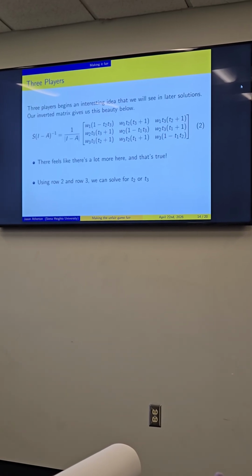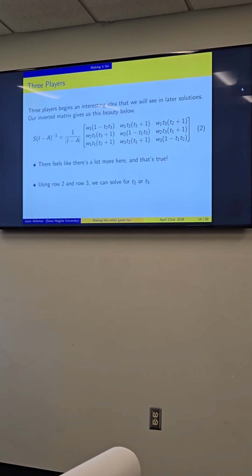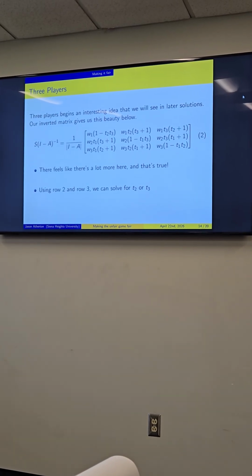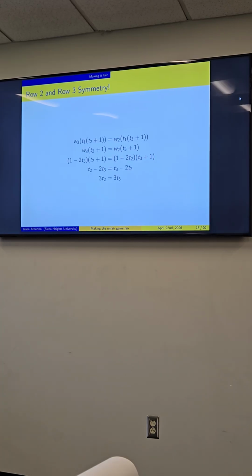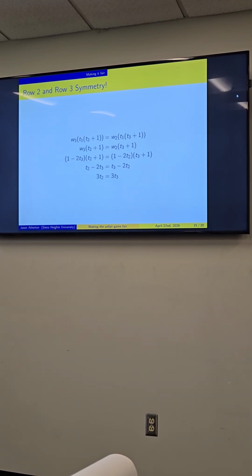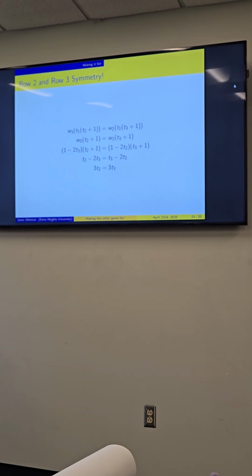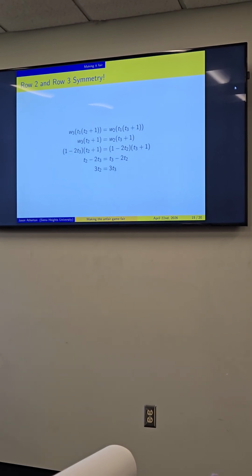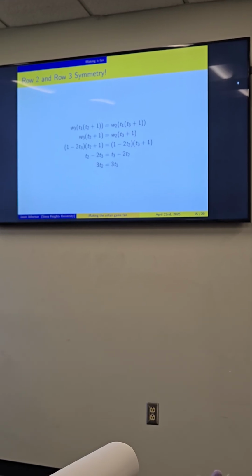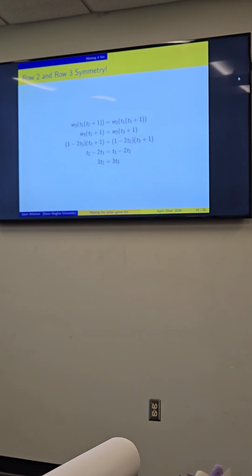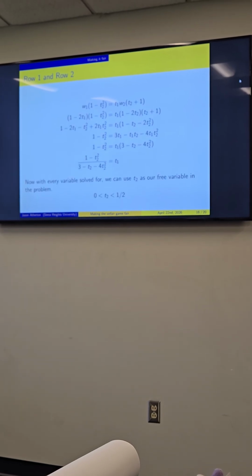Moving on to 3 players, you may notice this matrix is a little more complex than the one before. There is a lot more there. So we will use rows 2 and 3 to start to solve this one. This is how we end up with this series of equations. And we find that T2 actually equals T3. And when you think about it, that kind of makes sense, because player 2 and player 3 are both the same distance away from player 1. So they would have most likely the same passing chance given their distance from player 1 if player 1 starts with the money, which is what we care for.